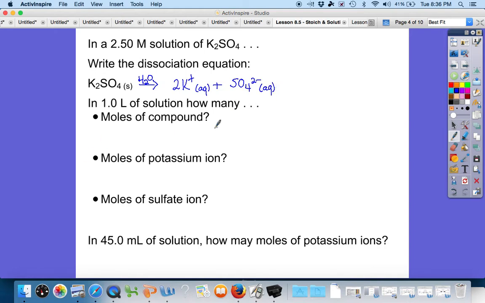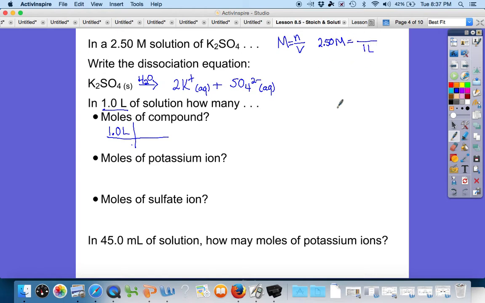So we're going to calculate the moles of our compound in a liter solution, the moles of our potassium ion in 1 liter solution, and the moles of our sulfate ion in 1 liter solution. So we're given 1 liter. So remember, we always start with the number and unit that is given to us in the problem. So that is what we're starting with. Molarity equals the number of moles per liter of solution. So we know our molarity is 2.50 molar.